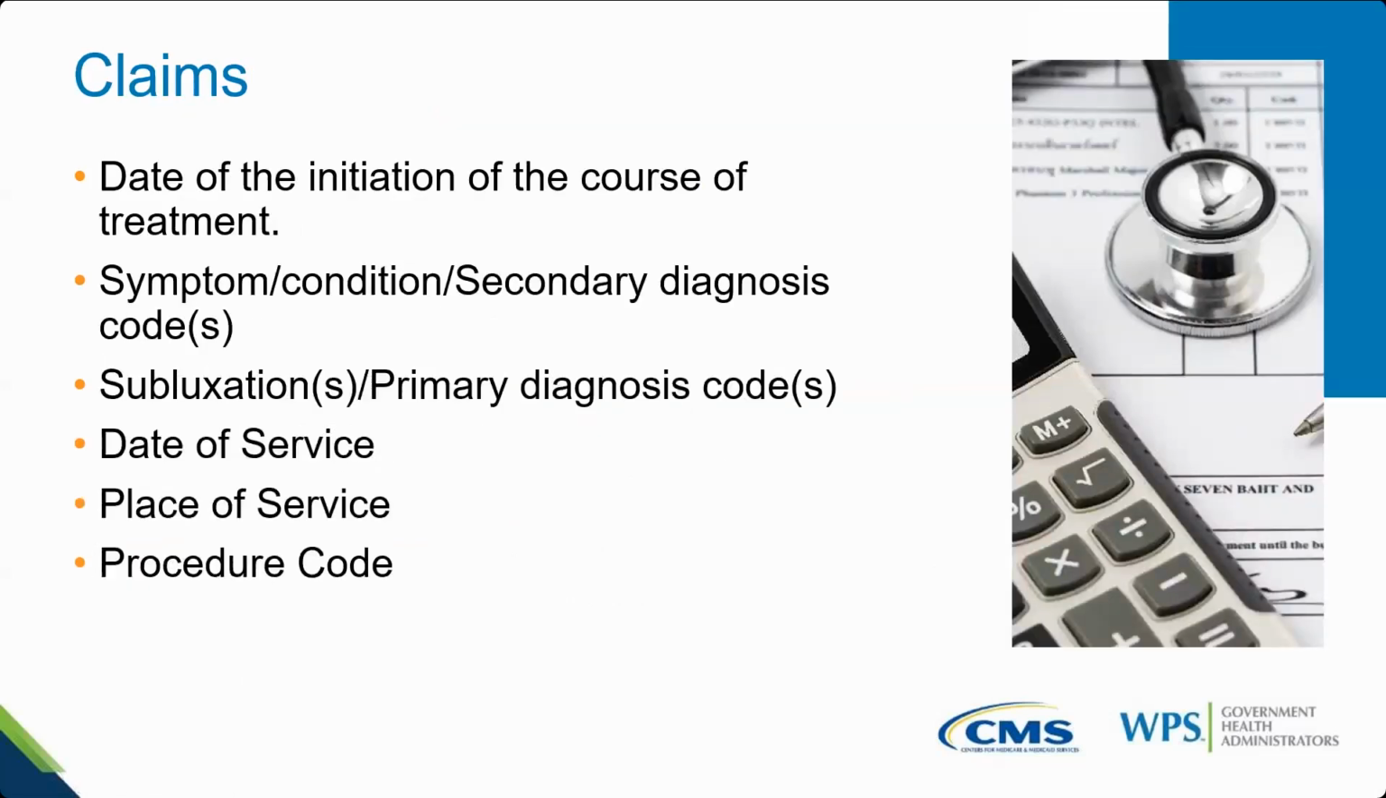So now that we've discussed the documentation required during the chiropractic visits, let's review claims documentation. Claims for chiropractic services should include the date of initiation of the course of treatment, symptom condition, also known as a secondary diagnosis code, subluxation or the primary diagnosis codes, date of service, place of service, and procedure codes. Not reporting these items may lead to a denial or delay of your claim.